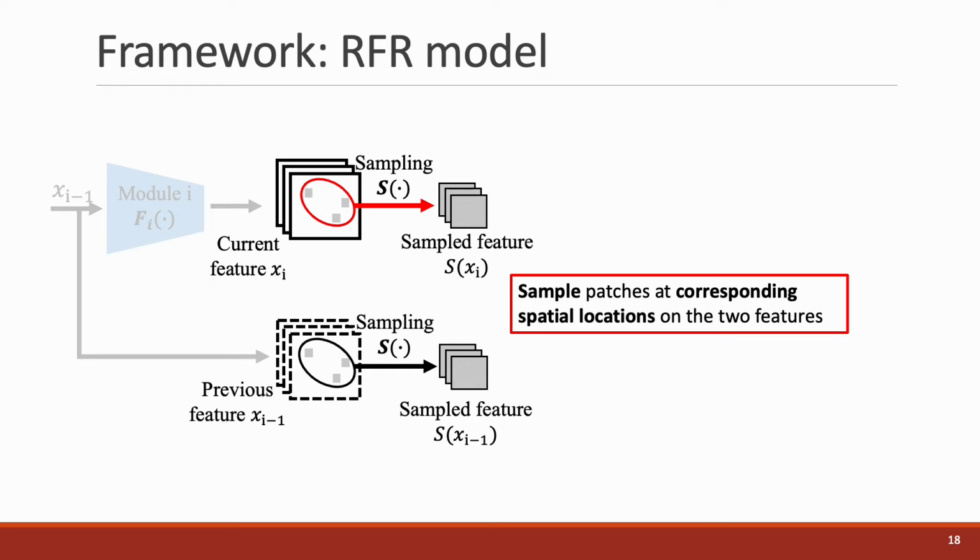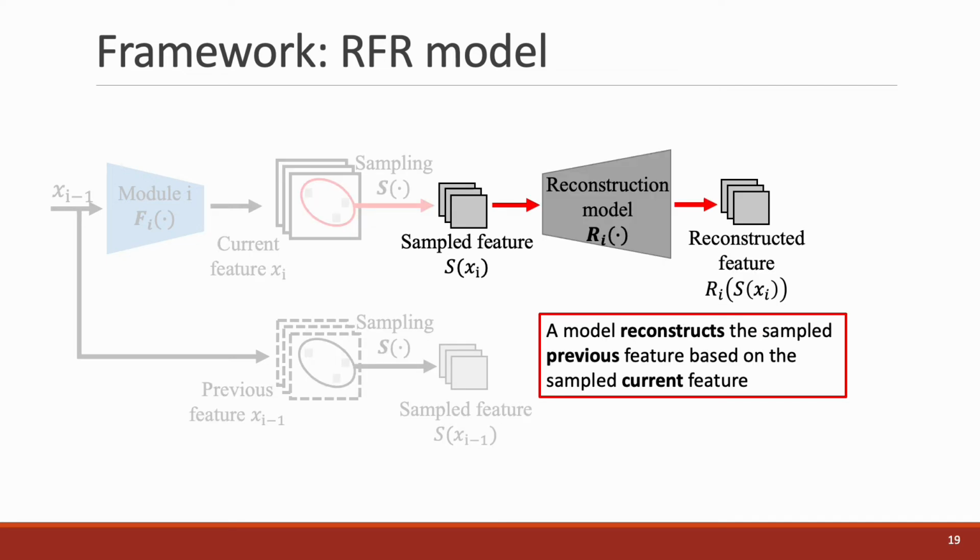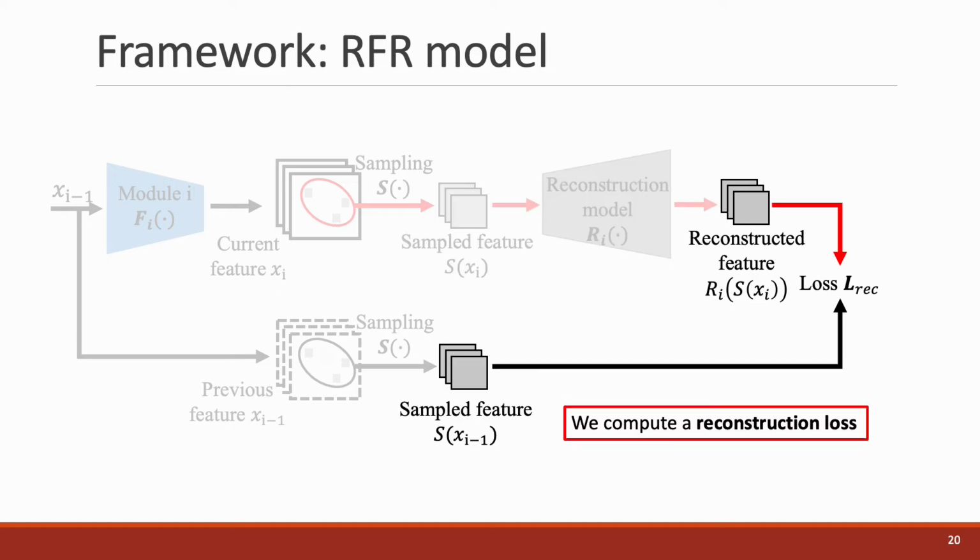Still, the feature map is too large in the early network stages, so we need to sample patches at the corresponding spatial locations for the current and previous features. Then we use the reconstruction model that takes as input the sampled current feature and reconstructs the sampled previous feature. We compute a reconstruction loss between these two features.